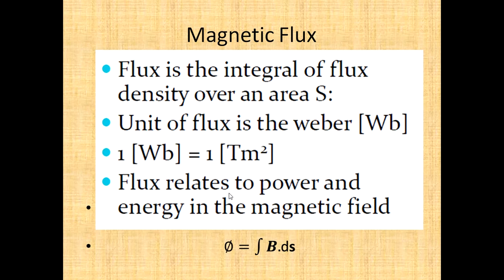Magnetic flux. Flux is the integral of the flux density over an area S. It is represented mathematically as phi is equal to the integral of B bar dot dS bar. If you integrate B bar dot dS bar, you get the magnetic flux. The unit for flux is the Weber. 1 Weber is equal to 1 Tesla into meter square. Flux relates to the power and energy in the magnetic field.